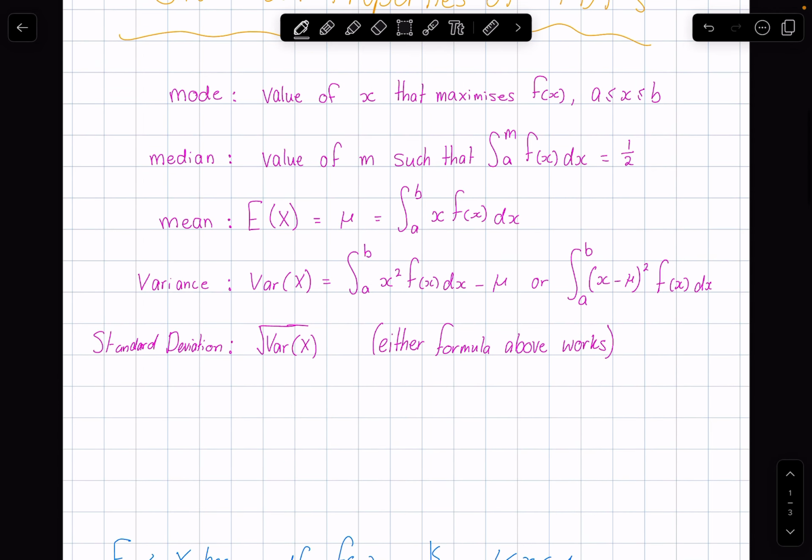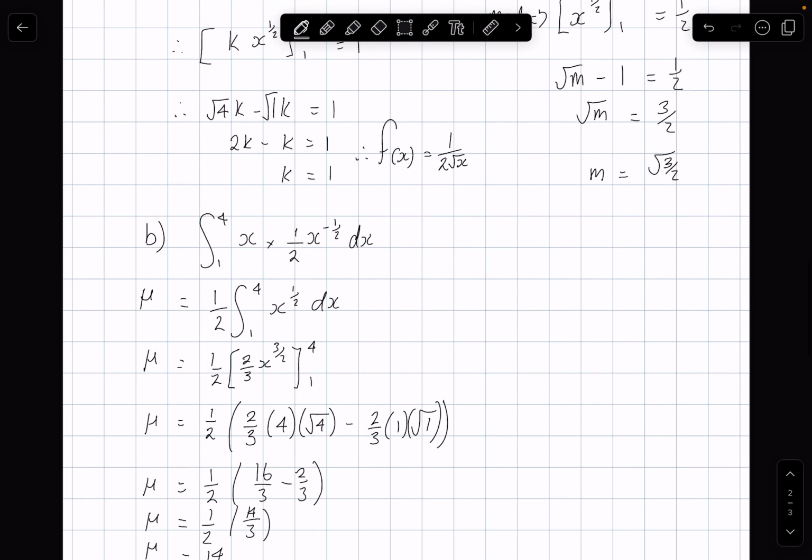And finally, the mode. Now, like I said, mode is the one that maximizes f of x. And if you look at our function, I'll draw a little quick sketch. Kind of comes around and starts about here and just goes like that. So 1 to 4. 1's going to give me my max. So the mode equals 1. Just like that.